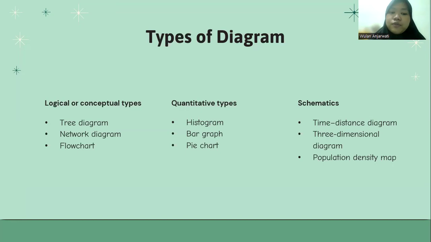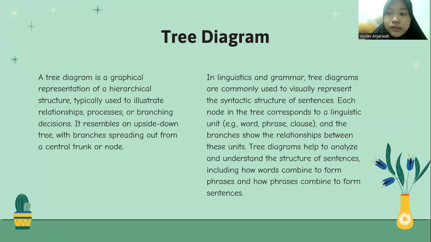In logical or conceptual types, there are the tree diagram, network diagram, and chart. In quantitative types, there are the histogram, bar graph, and pie chart. And in semantic types, there are the time distance diagram, three-dimensional diagram, and proportional density. But in this topic, I will just talk about the tree diagram.